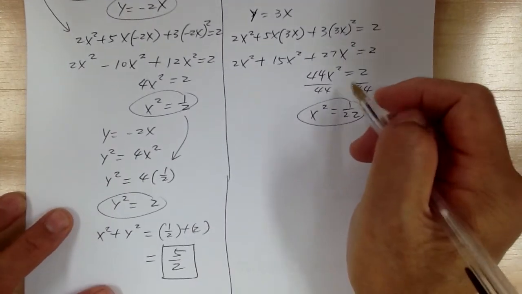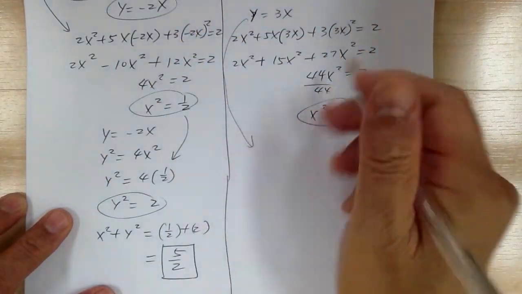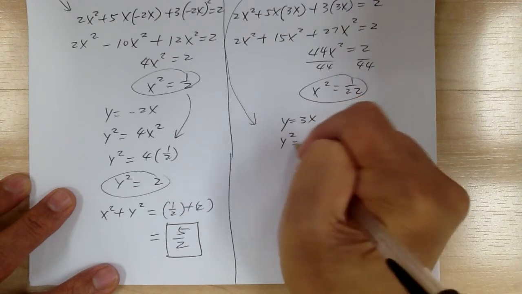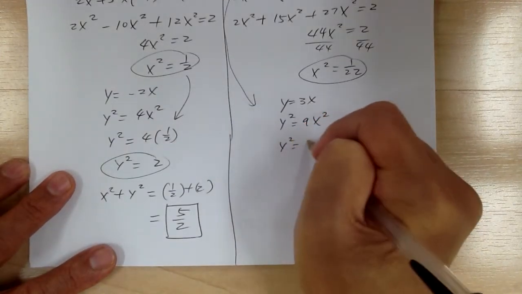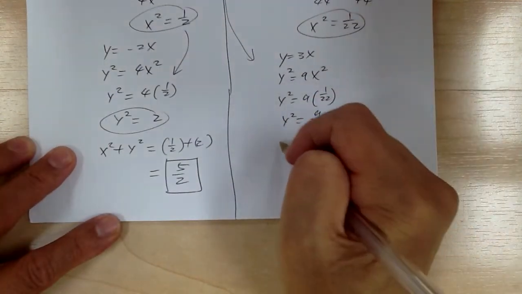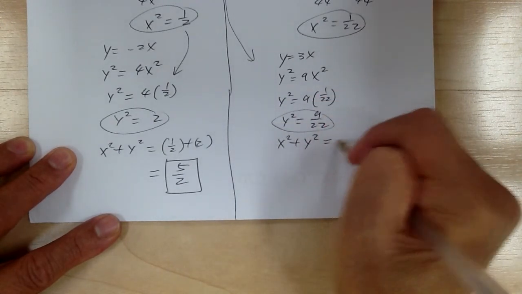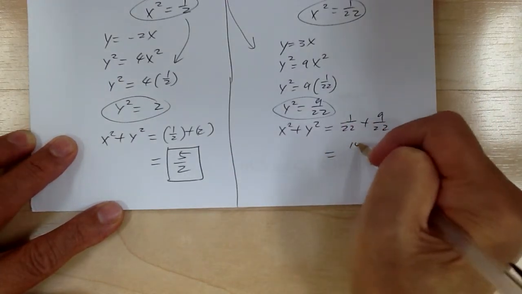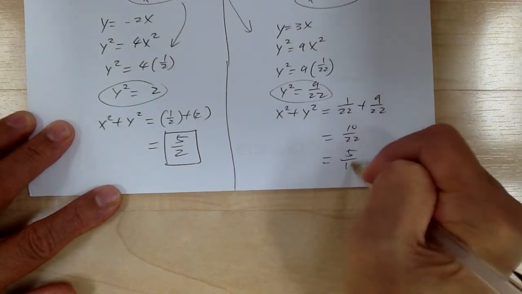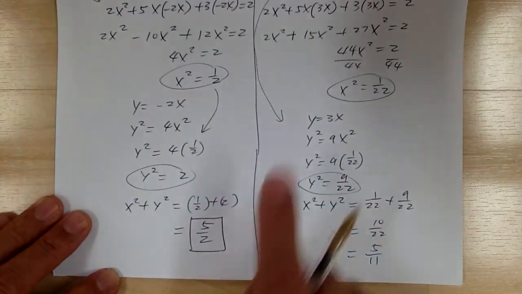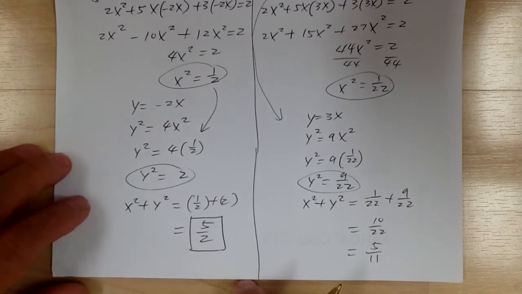And then again, you go and use this one here. So y equal to 3x. So you square both sides. So y squared equal to 9x squared. So y squared equal to 9 times 1 over 22. So y squared equal to 9 over 22. So x squared plus y squared is equal to 1 over 22 plus 9 over 22, and this is equal to 10 over 22 and equal to 5 over 11. So this is going to be less than that. This is more than that. So this is your maximum. So the maximum value for this system of equations is 5 over 2. Okay, let's go to the next one.